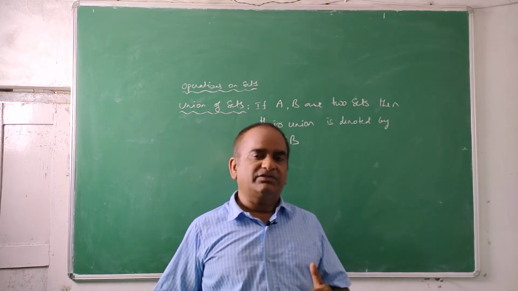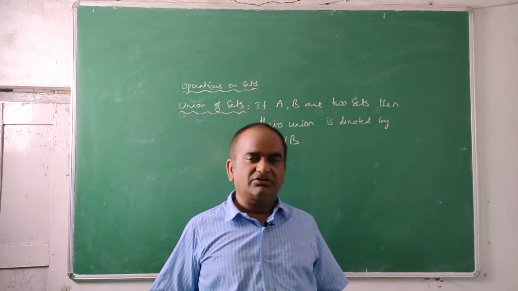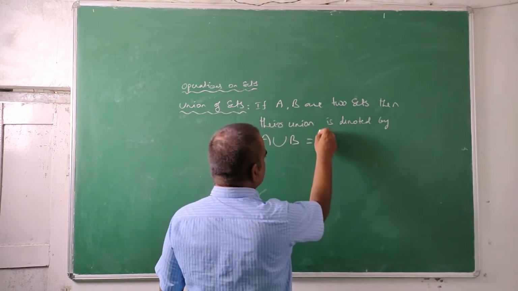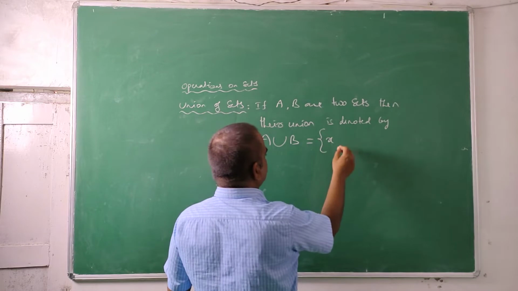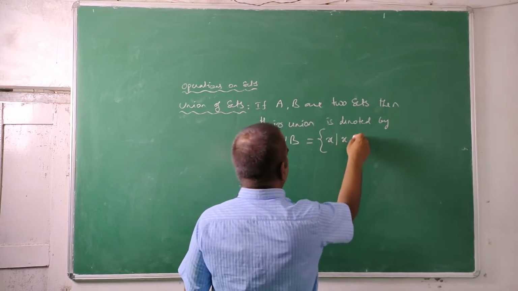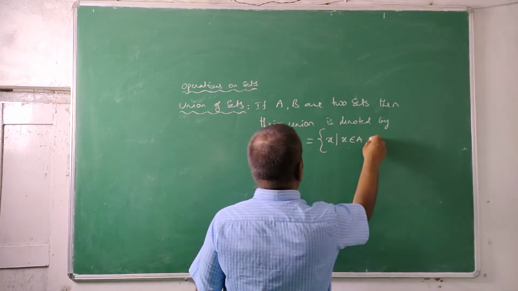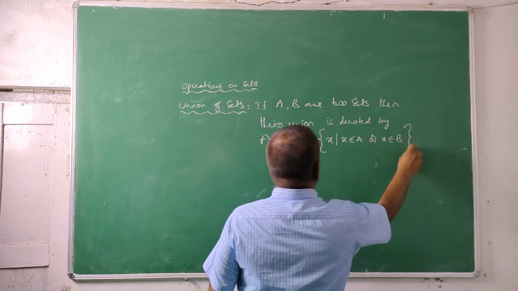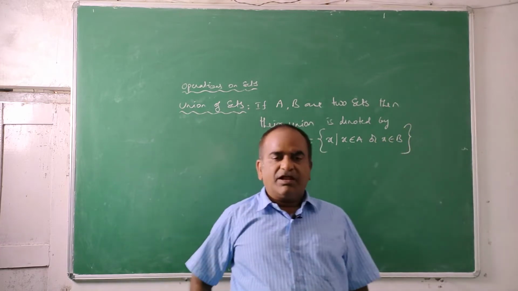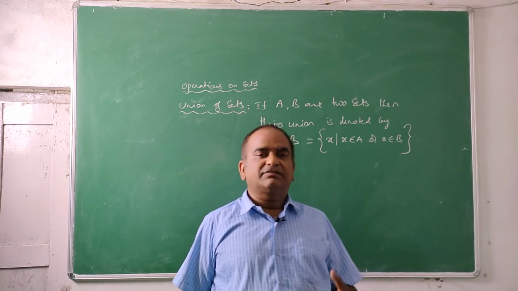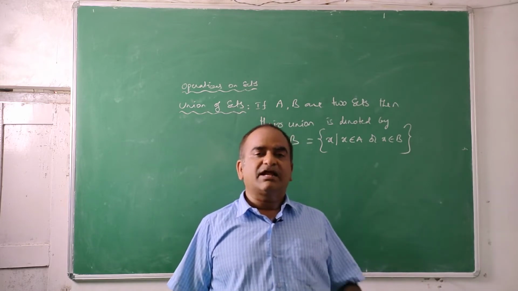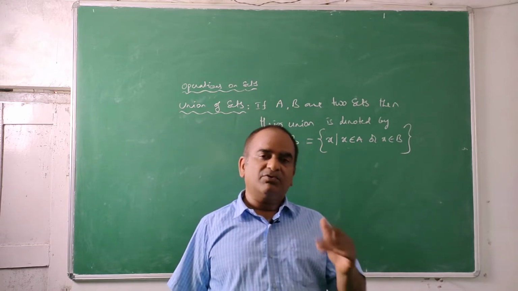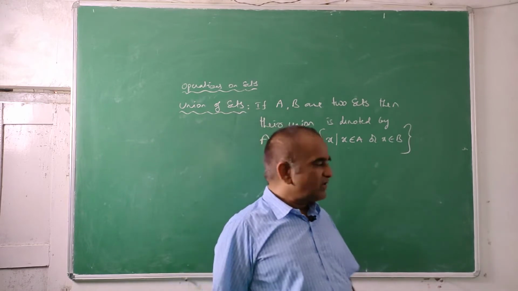A and B are two sets, their union is also a set, and A union B is equal to the set of all x such that x belongs to A or x belongs to B. So A union B contains all those elements which are in at least one of the sets or in both the sets.